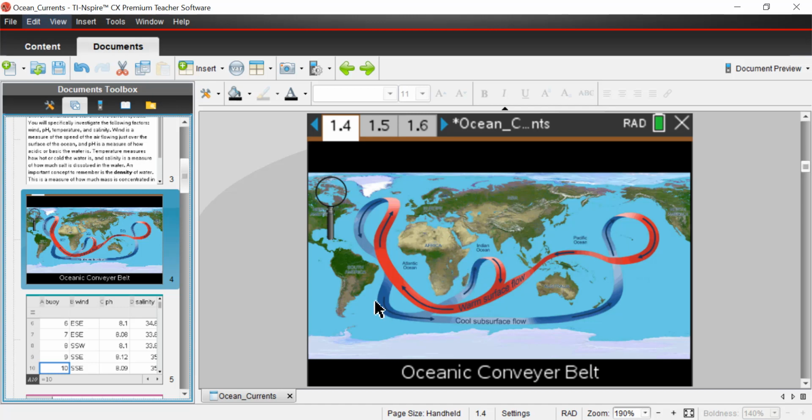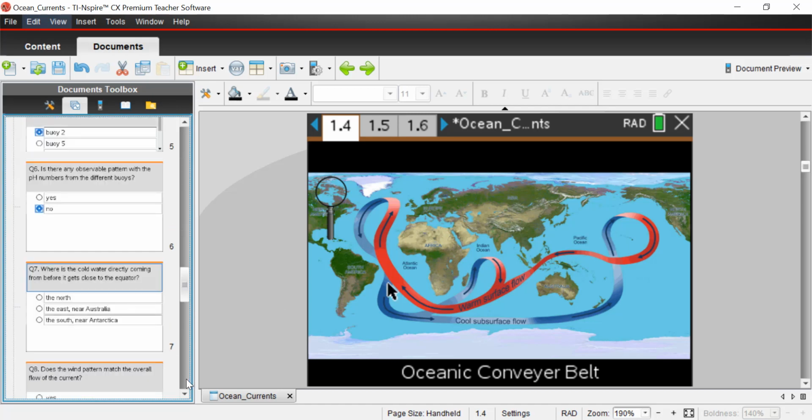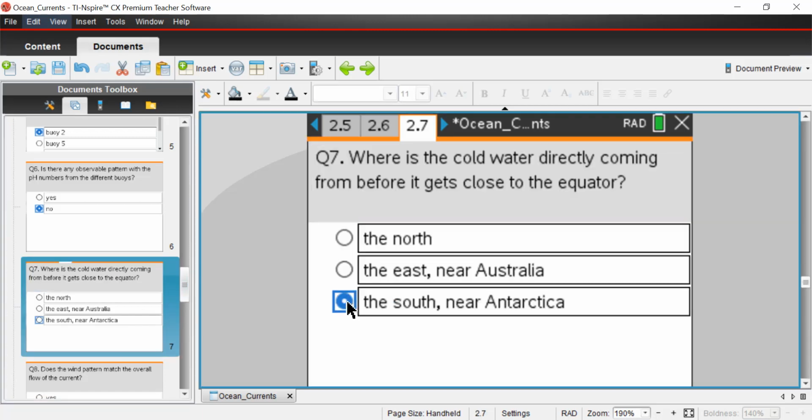And this is an interesting pattern, because what you'll notice is the cold water is close to Antarctica. It's super cold. That cold water, some of it comes up through this current off the coast of Africa, Madagascar, and then gets up into the Indian Ocean, and it turns warm. So that answer would be the south near Antarctica, which would be this one.